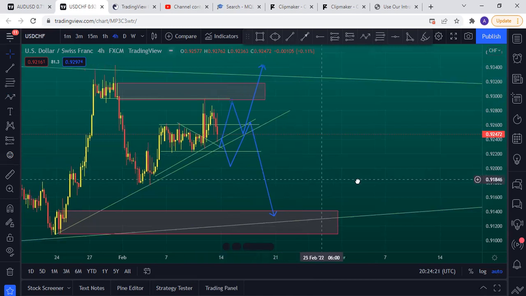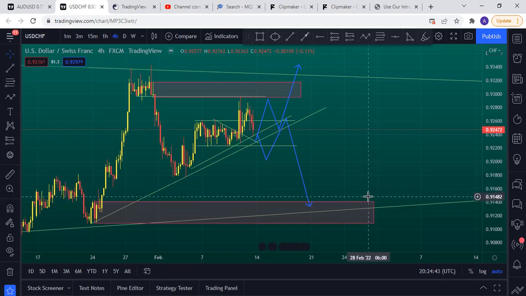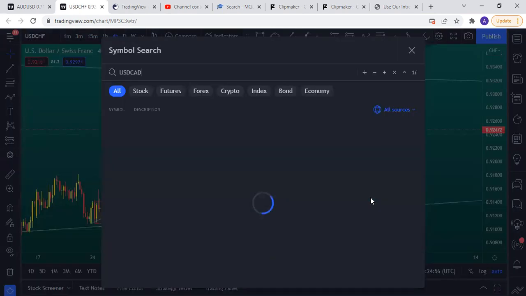Do we have any other commodity that you want us to look at? Any other commodity that you want us to look at tonight? Just drop it in the chat box. Any other commodity that you're looking at? All right, USD CAD.